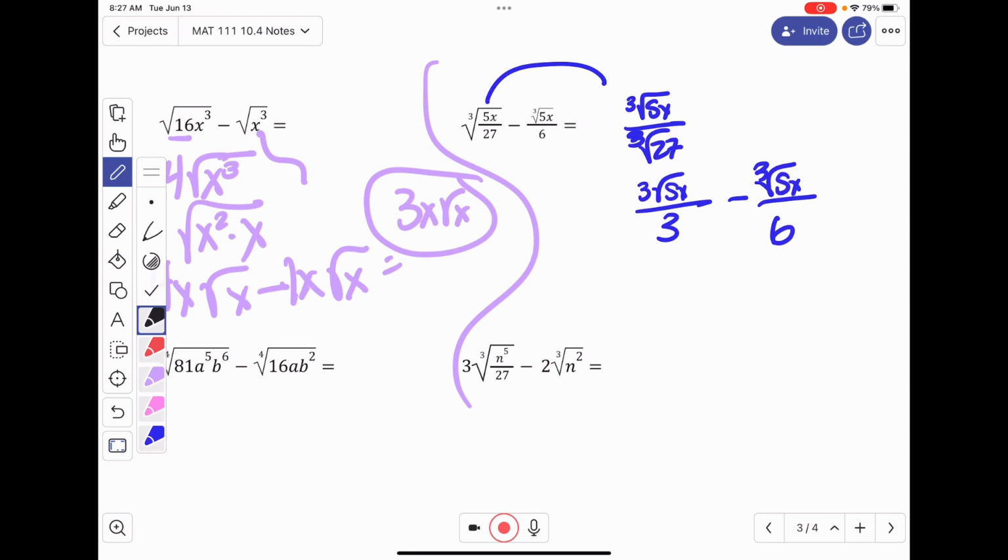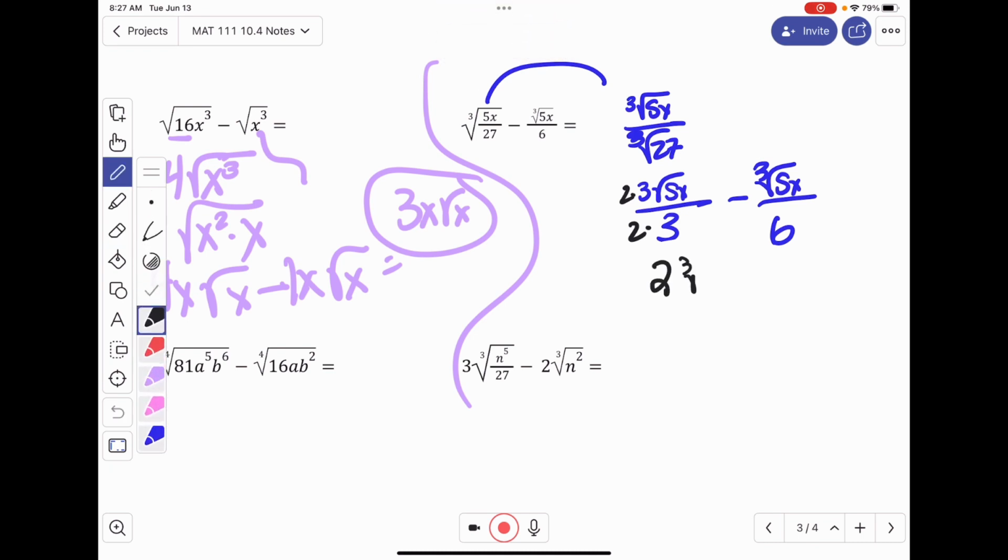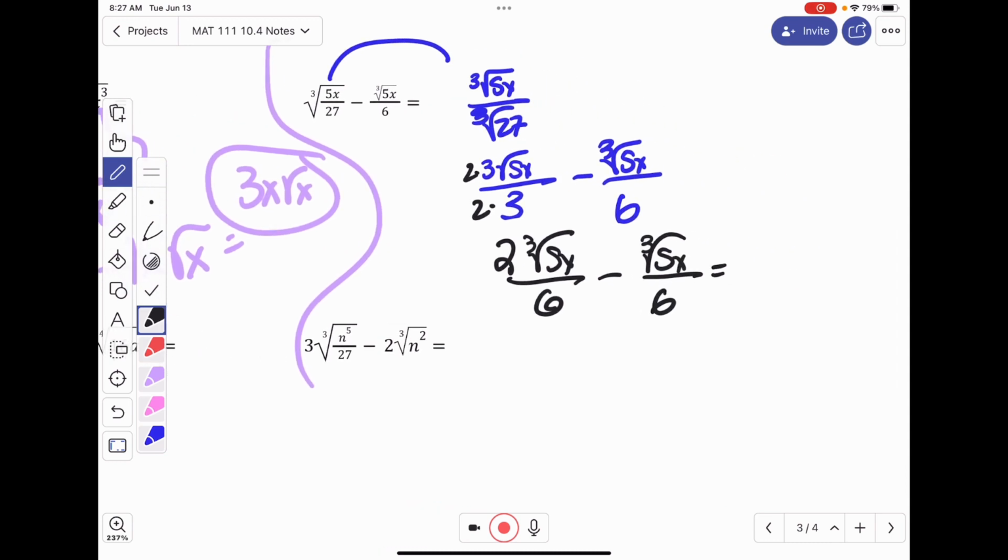So before we can subtract, we need a common denominator. So we have to multiply this by 2 over 2. And we get 2. I forgot that was a cubed there. So we get 2 cubed root 5x over 6 minus cubed root of 5x over 6. And 2 minus 1 is 1. So we get cubed root of 5x over 6. And that's as simple as we can get that one.